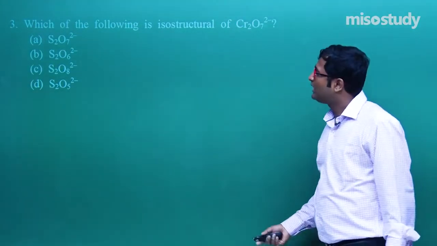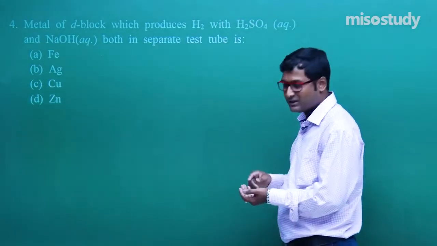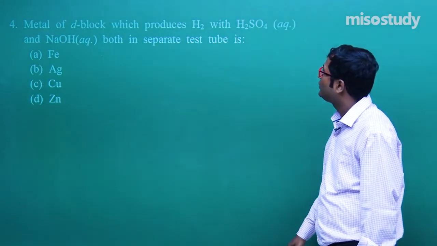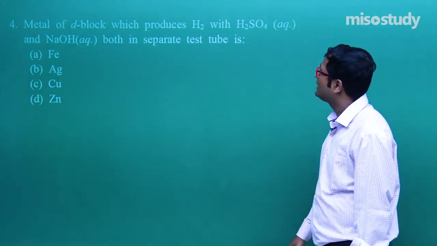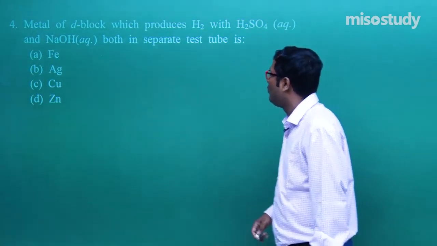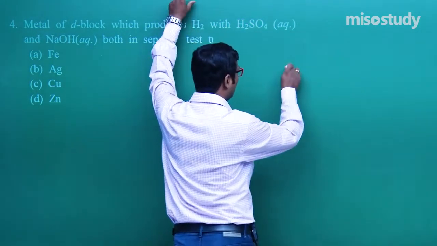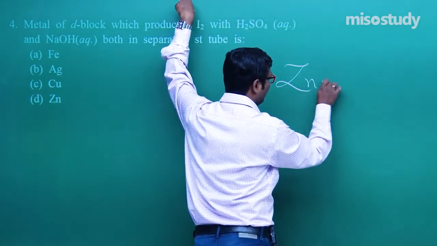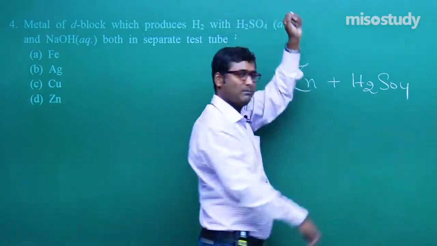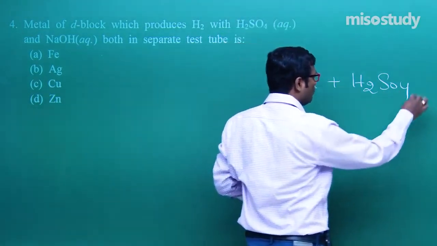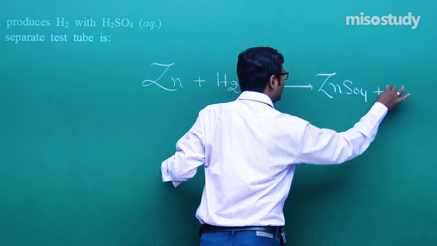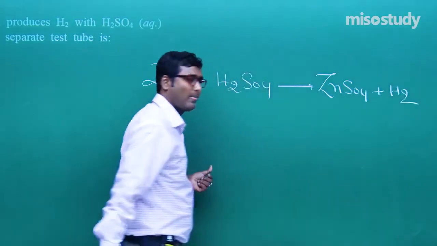Now let's move to the next question. What is the next question? Check it out carefully. Metal of D block which produce H2 with H2SO4 and NaOH both in separate test. As I know, there is a famous compound Zn, when treated with H2SO4, remember this? It gives you ZnSO4 plus H2. This is the first.